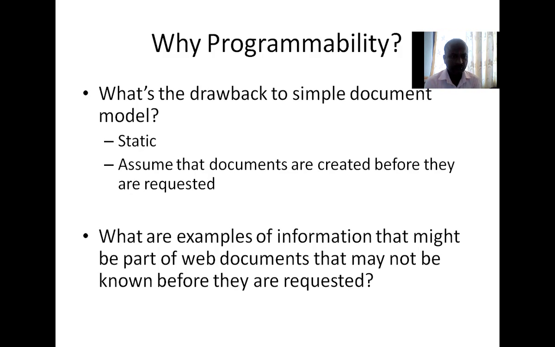One more question I'm going to ask: what are examples of information that might be part of web documents that may not be known before they are requested? Before requesting, if a document is created by the web, then how would they know it is that particular document being requested? It is impossible, and that's why there is a need for programmability.